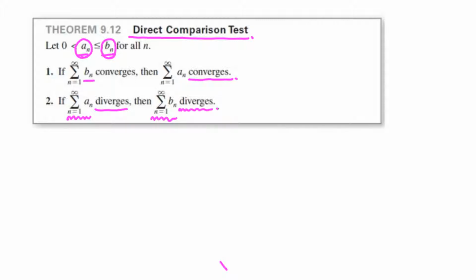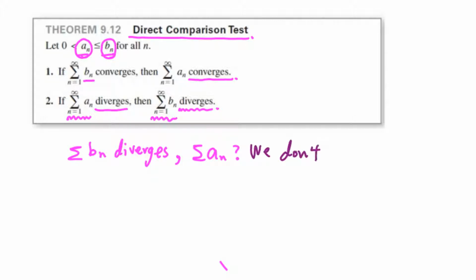What if the series b_n, the bigger series, diverges? Then what about the series a_n? The answer is we don't know, because the bigger one diverges, we don't have any information about the smaller one. So this is the direct comparison test.